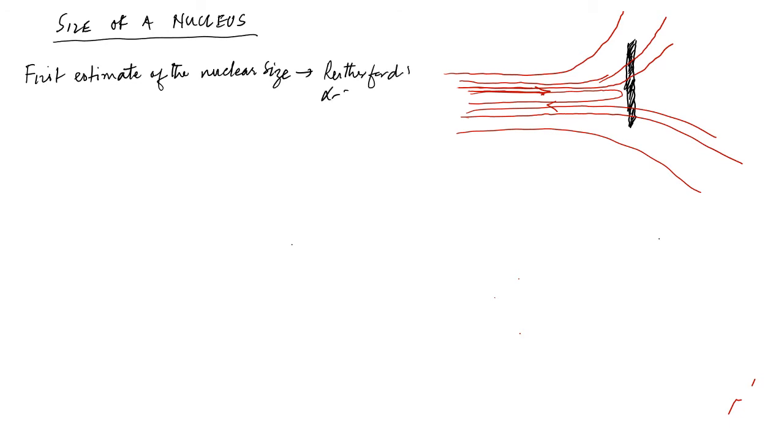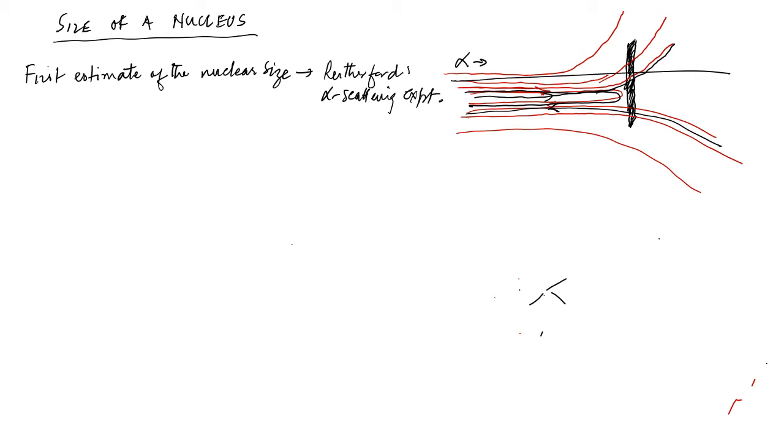Rutherford alpha scattering experiment. In this experiment, you know that an incident alpha particle is deflected by a target nucleus. This is my target nucleus. Like this one is the closest approach, in which it is reflected back. Some of them had gone past without any deflection.